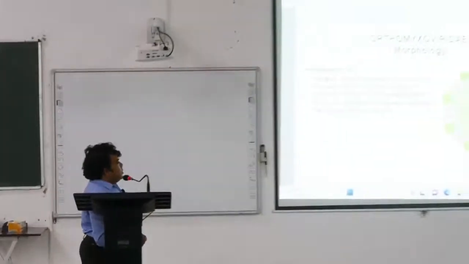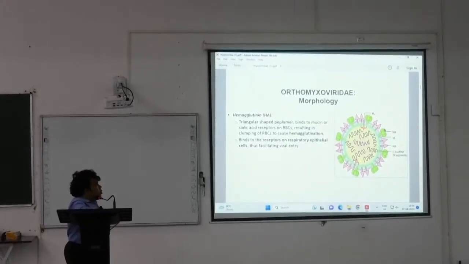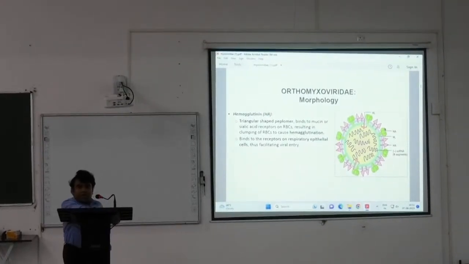Now, this hemagglutinin, as the name suggests, binds with the RBCs and causes agglutination. Hence, they are called hemagglutinin. And they bind with the receptor of the respiratory epithelial cells. Okay. So, the first step is binding to the respiratory epithelial cell membrane.